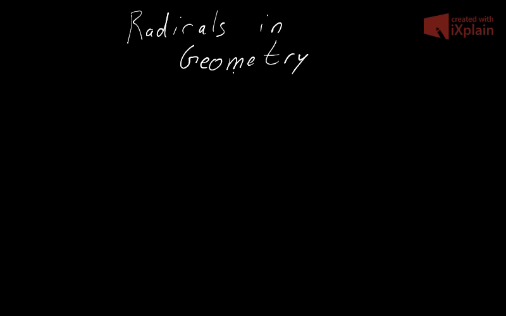So where we see radicals, and when we see radicals, I want to think square roots. So radicals is square roots. They're the same thing. And we're going to look today at a little bit where they show up in geometry and what to do when we see them.